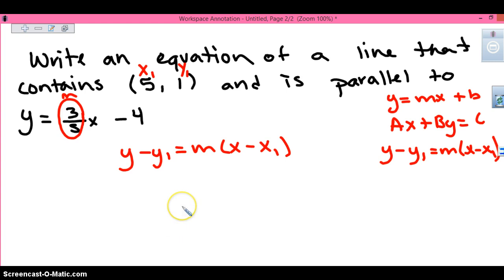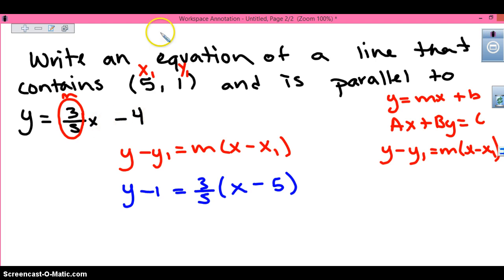So what we need to do next is substitute into our equation. So we can say y minus 1, or y sub 1, equals slope 3 over 5 times x minus 5. Okay? Yes or no? Are we okay up to here? This is the equation of the line in point-slope form. Now, we're given this equation in slope-intercept. So we're going to change our equation to slope-intercept form.